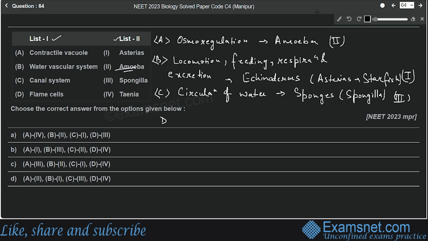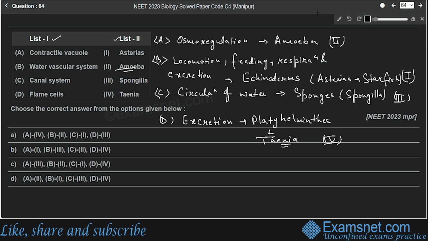And the last one is flame cells. Flame cells are part of the excretory system in platyhelminthes, right? So it is involved in excretion in platyhelminthes. One of the examples of platyhelminthes is Taenia, commonly known as tapeworm. So the correct match for D will be number 4.